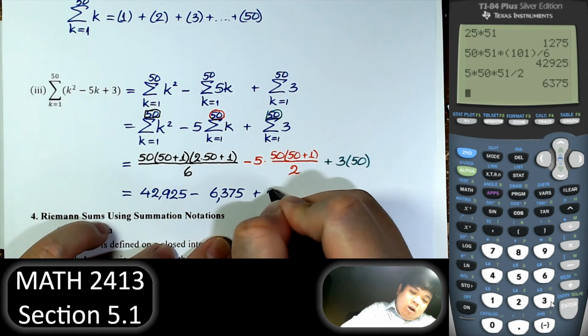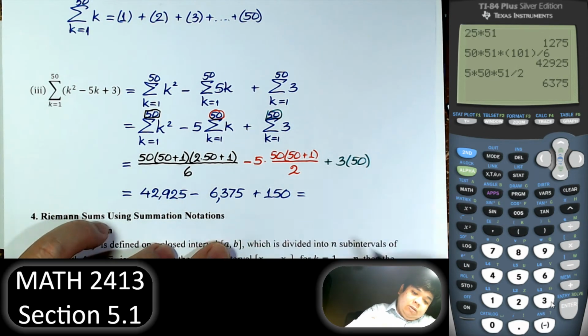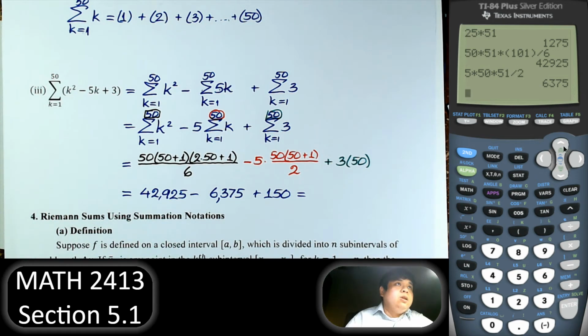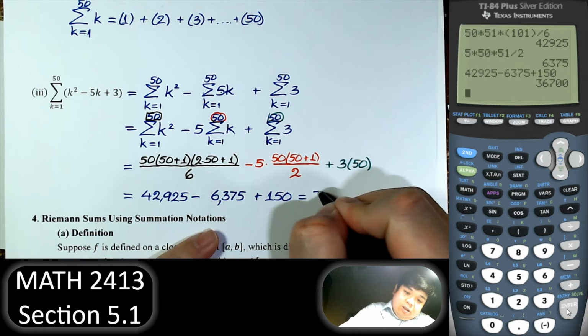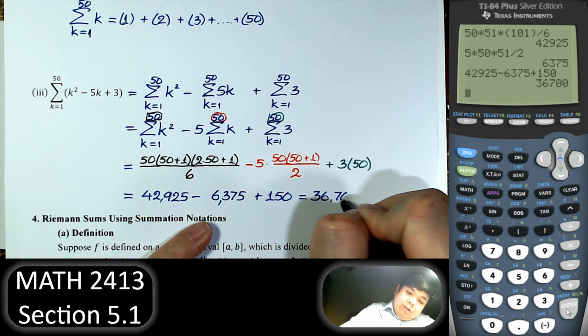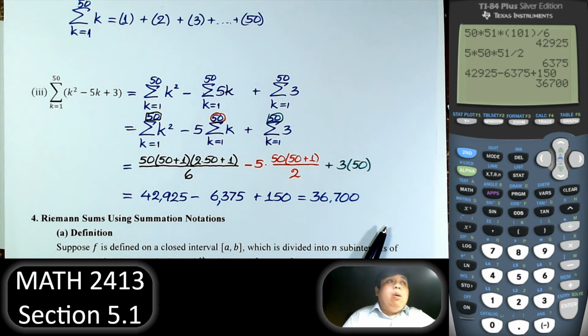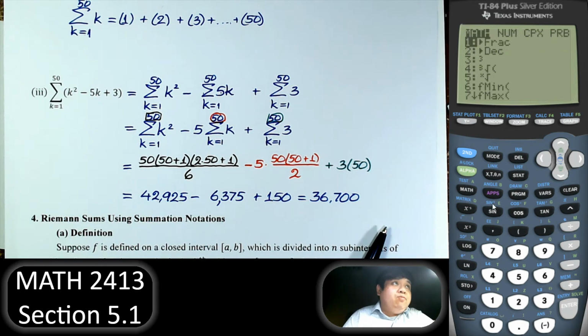That is 63.75, and then that is 150. So this number, subtract this number, plus 150, gives 36,700. Now let's just try that to see if it works.